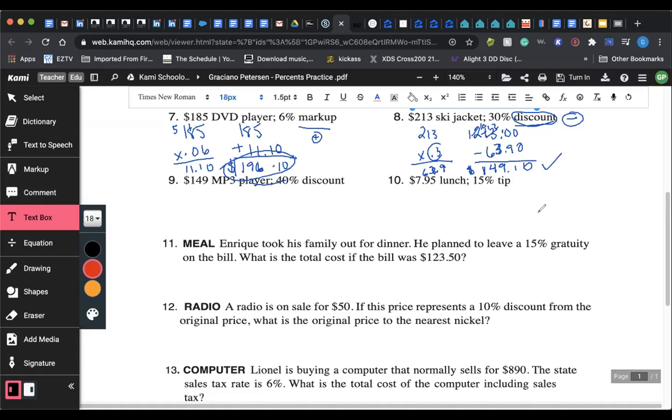Okay, number 9, I think I gave that one to Ebony. Yes. There was 149 times 0.40, so I'm going to multiply it by 0.4, which gave me 59.6 or $59.60. I subtracted that from 149 because it was a discount, which gave me a total of $89.46.